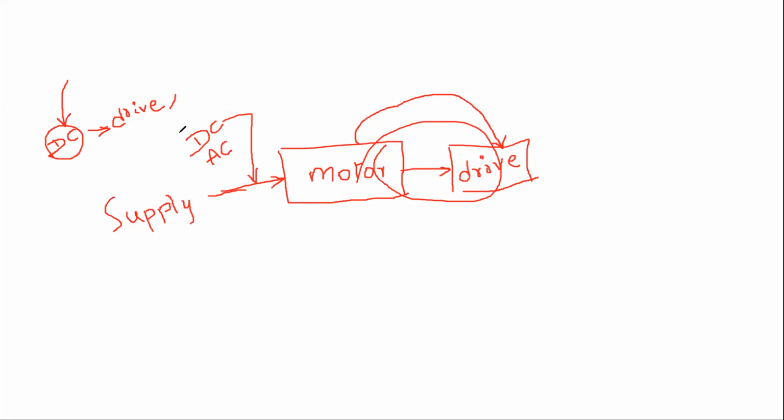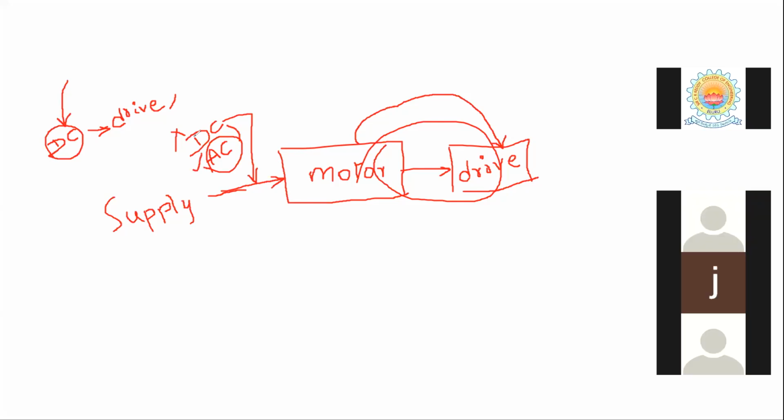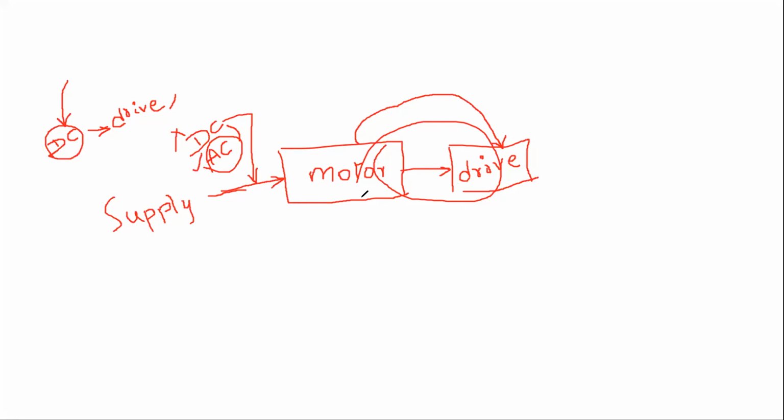And in some situations, this DC power is not available. Only AC power is available. Then in that case, you have to convert this AC into DC. In this case, you have to use a rectifier. That means for this motor, a number of converters are going to be applied. In some situations, it may be a rectifier. In some situations, it may be a chopper.